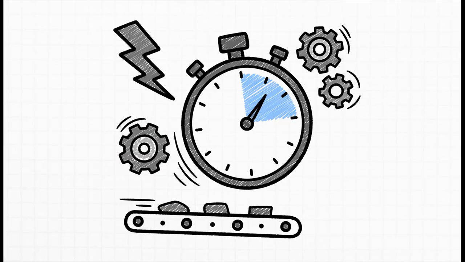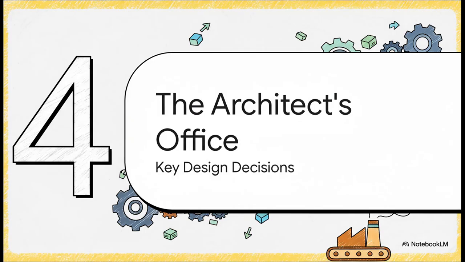So what does this all add up to for the person asking the question? Well, the total experience time is typically somewhere between about 0.6 and 3.4 seconds. It's a lightning-fast factory, really, with thousands of operations happening in the time it takes you to blink. So, we've toured the factory floor, we've seen how it all works. Now, let's step into the architect's office.